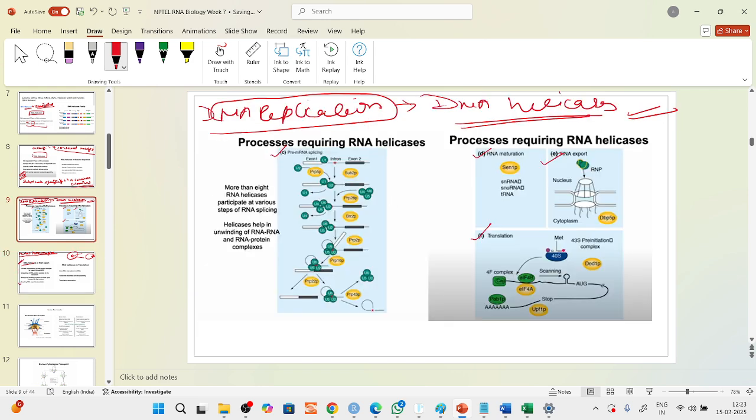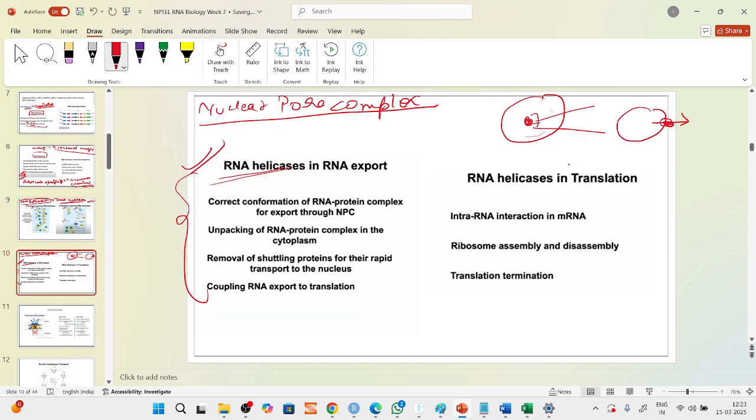Here we must see that they are also involved in your RNA export. How they help in RNA export is that they free the RNA protein complex. So the transporter protein is again free to move inside the nucleus and perform its activity again. So in this way, these RNA helicases are very important in the case of RNA export.